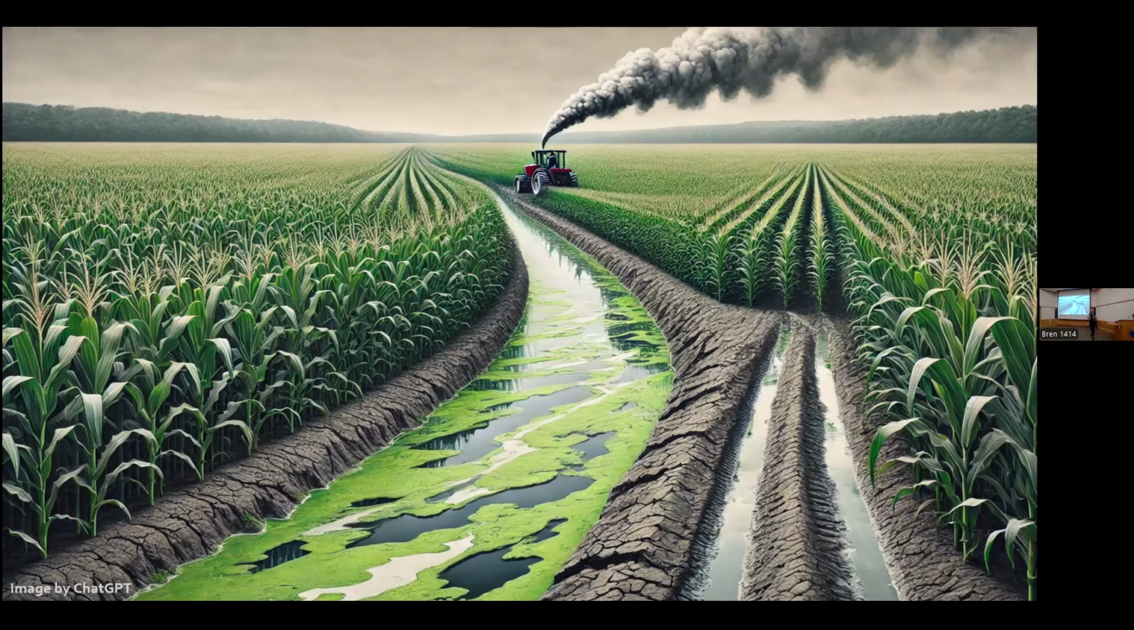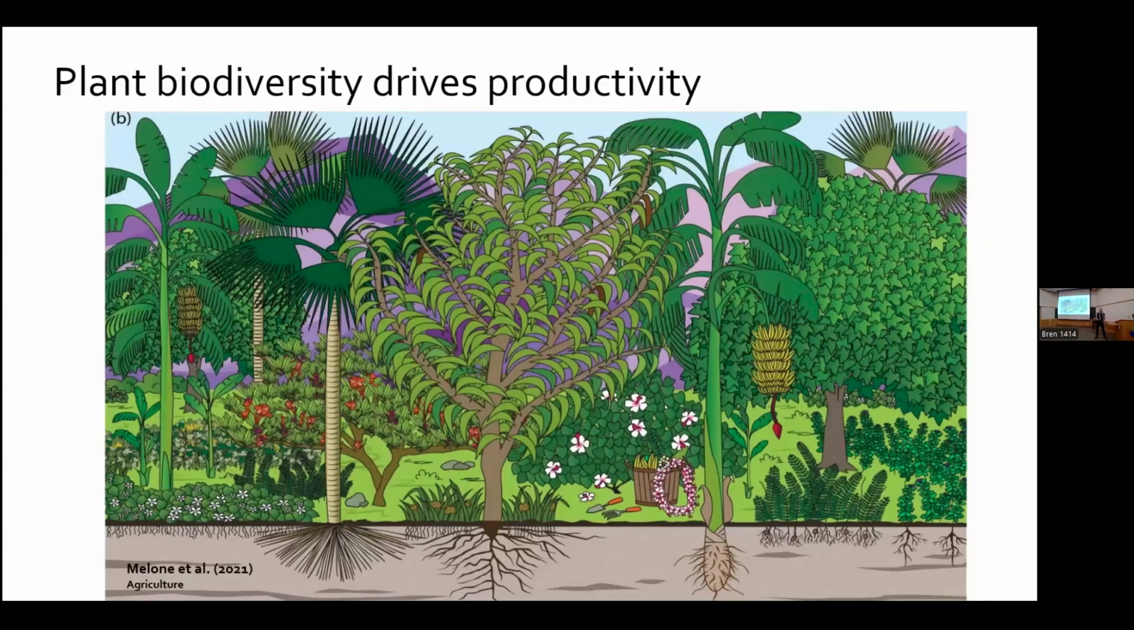My research studies how we can use crop biodiversity to potentially decrease these environmental impacts of agriculture while meeting human food demands within our current agricultural systems. In natural ecosystems, plant biodiversity is a key driver of productivity and stability. This principle also applies in agricultural systems, as humans around the world who've farmed plants forever have long known.